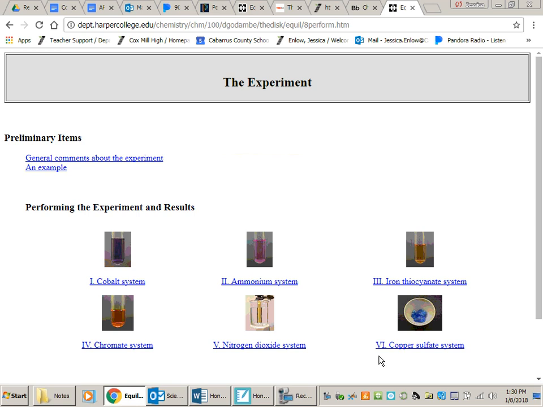Within the experiment, there are 6 options. You see all 6 little pictures here? Those 6 pictures give you 6 different equilibrium systems. I'm looking for us to get 2 done today. Number 1, which is cobalt, and number 6, which is copper 2 sulfate. What happens when you click on these little systems is it gives you some stresses.